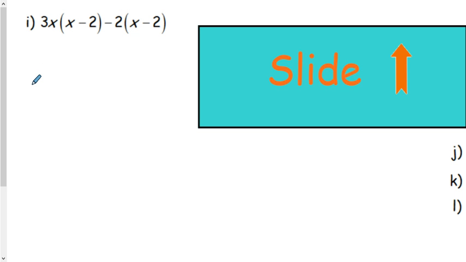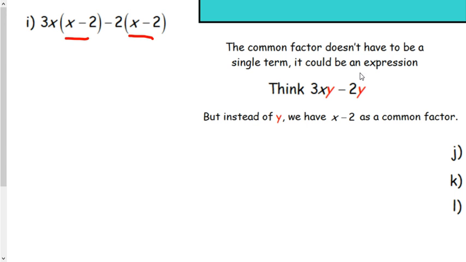So I'll say, is there anything in here that you notice that is the same in both of these? Well, yeah. They both have an x minus 2. And it turns out that we can actually factor out that whole piece. So what I'm going to do here is get rid of this so you can see what's underneath. The common factor doesn't have to be a single term, like a regular number or an x or a y. It could be a little more complex than that. It could be an expression.